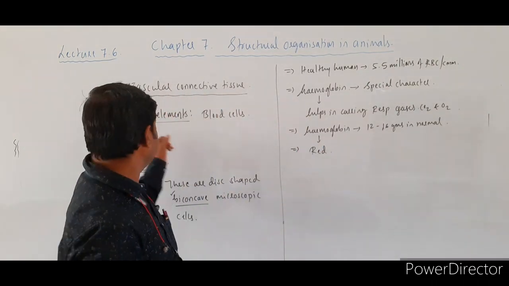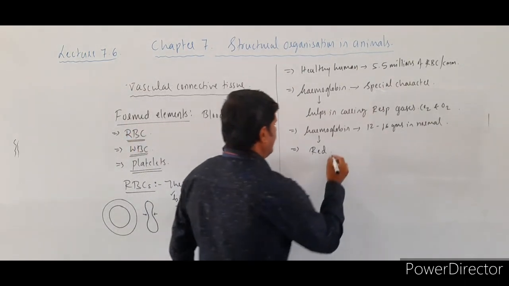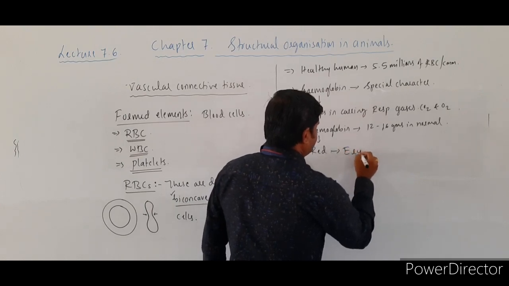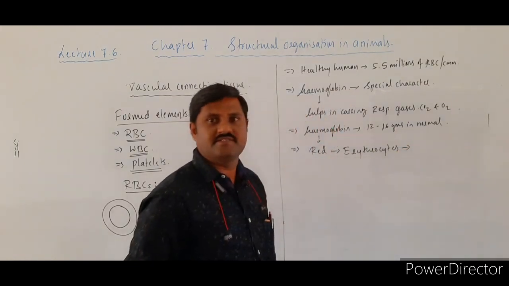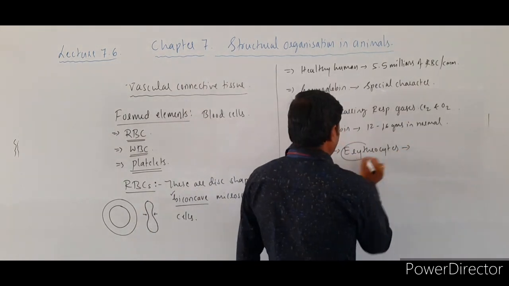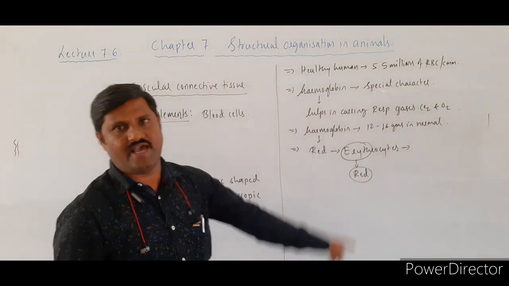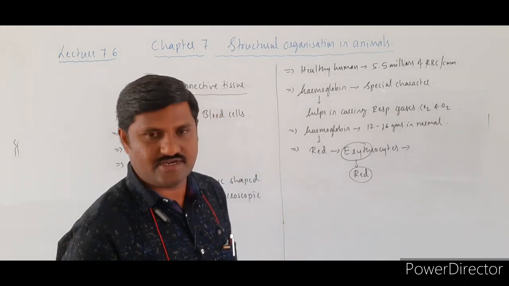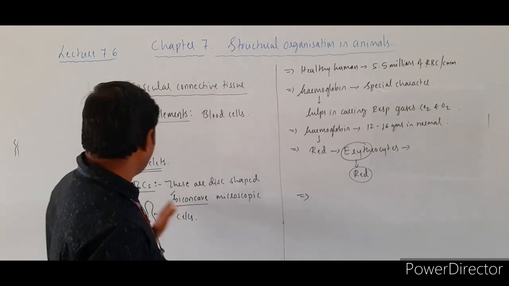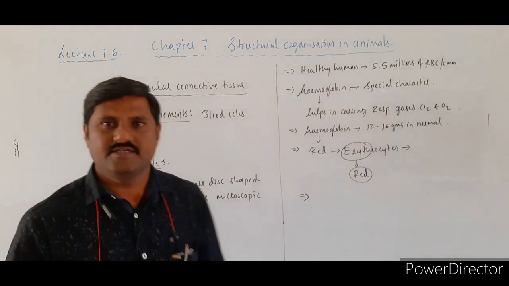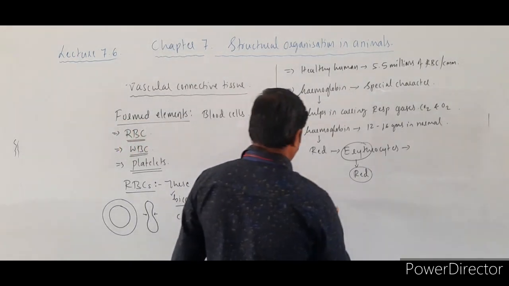Hence, these cells are said to be red blood corpuscles, or these are also known as erythrocytes. Erythra means red. Hence, these are called erythrocytes. These are commonly known as, right? So this is about RBCs, right?